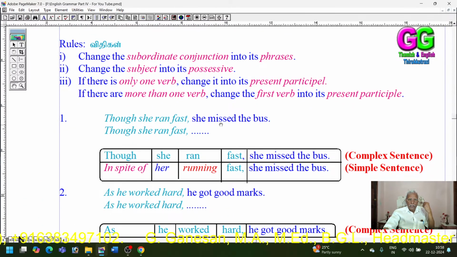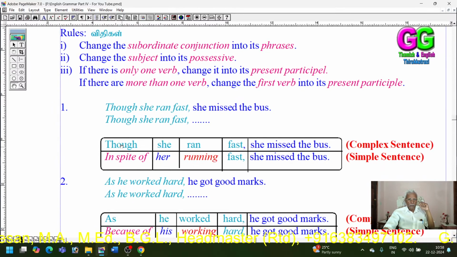Though she ran fast, she missed the bus. Here, "though she ran fast" is the subordinate clause. Here, my dear students, "though" is the conjunction. Now we will change it into its phrase, "in spite of". Then here, the subject is "she". Its possessive is "her". Then "ran" is the verb. Its present participle is "running".